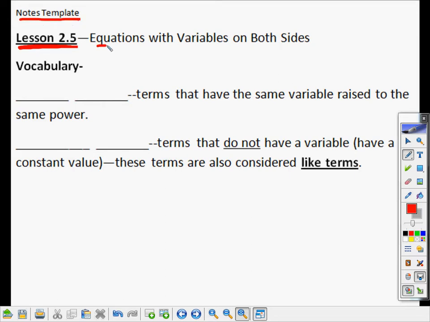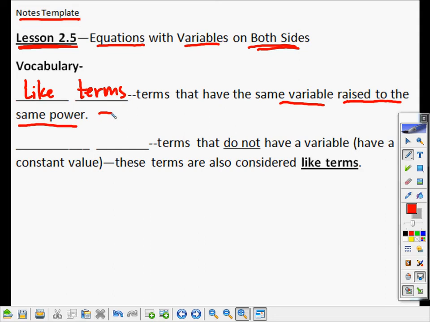Lesson 2.5 is about solving equations that have variables on both sides. Vocabulary that I want to key in and make sure we're clear on is: what are like terms? Like terms are terms that have the same variable and they must be raised to the same power. The key thing about like terms is they can be combined.